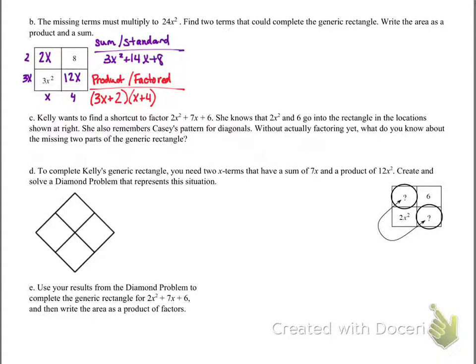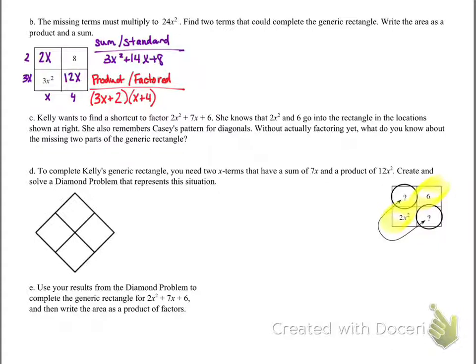Hi, it's Miss Hoig again, and we're going to look at basically a start to finish of the factoring process before we go into actually step by step how to do it. So we are looking with Kelly again. Kelly wants to find a shortcut to factor 2x squared plus 7x plus 6. She knows that 2x squared and 6 go into the rectangle in the location shown at right. So she put 2x squared and her 6 in.